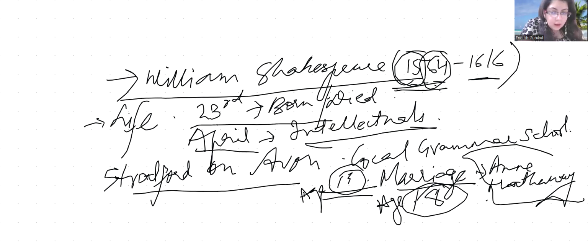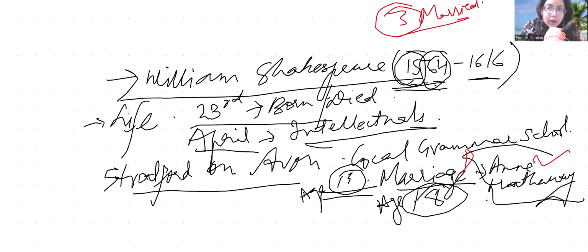Remember, this was his first marriage. He married thrice in his lifetime. His first marriage was with Anne Hathaway, who was 8 years his senior. So Anne Hathaway was 8 years senior to him, right?